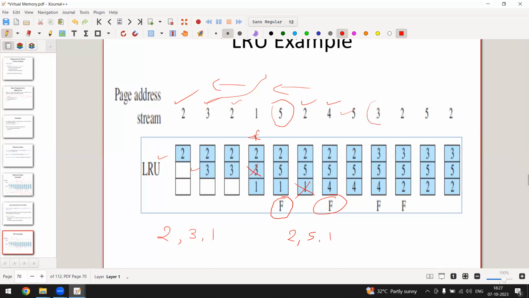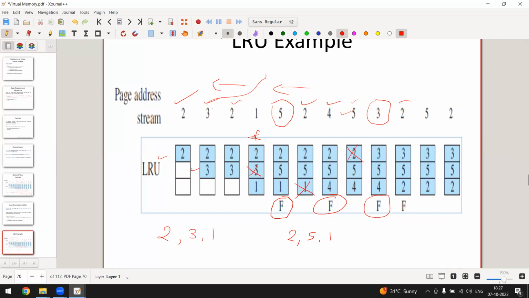Then after 5, we have 3. 3 is not present here, so we generate a page fault. To insert 3, we look at 2, 5, and 4. You can see 5 was referenced here, and 4 was also referenced, so 2 is least recently used. We just swap out 2 and bring in 3. 5 and 4 remain as they are.